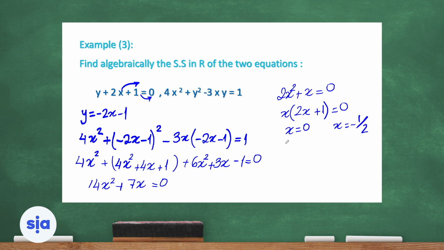For each value of x, I will get its value of y. So y equals negative 2 times 0 minus 1, which is negative 1. So the solution set is 0 for x and negative 1 for y. Where in the other value of x, y equals negative 2 times negative half minus 1. So y equals 0. So the solution set for this one, negative half and 0.